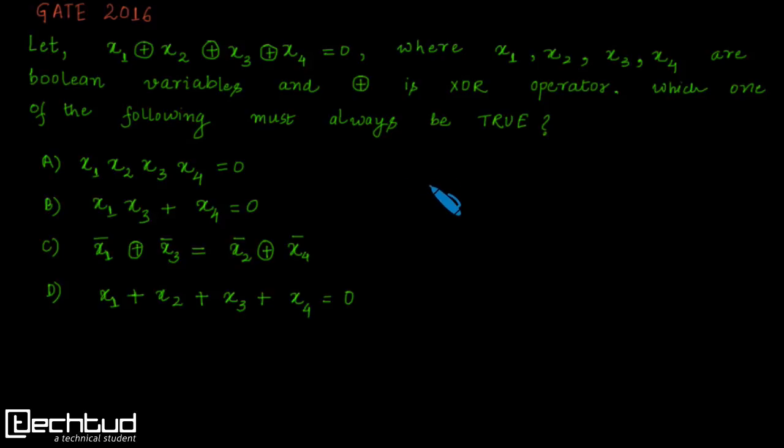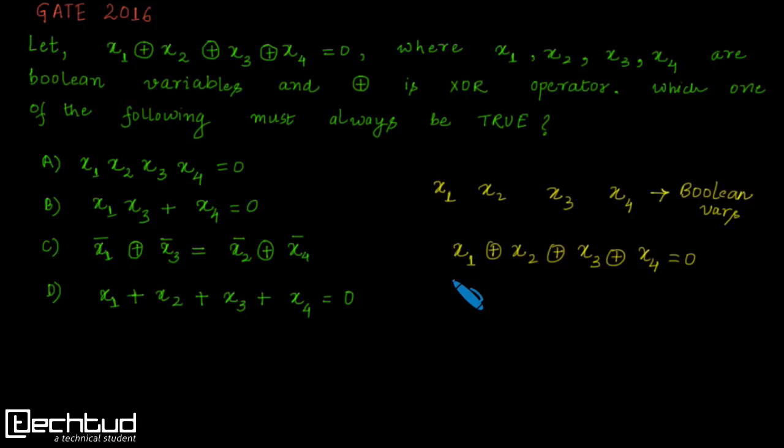Now, what we are given in the question is four Boolean variables, namely x1, x2, x3 and x4. These are all Boolean variables. And we are given that this equation holds true. Now, if x1, x2, x3 and x4 are Boolean variables and this equation holds true, then which of the following Boolean expressions will hold true? So how do we proceed on to solving this question?